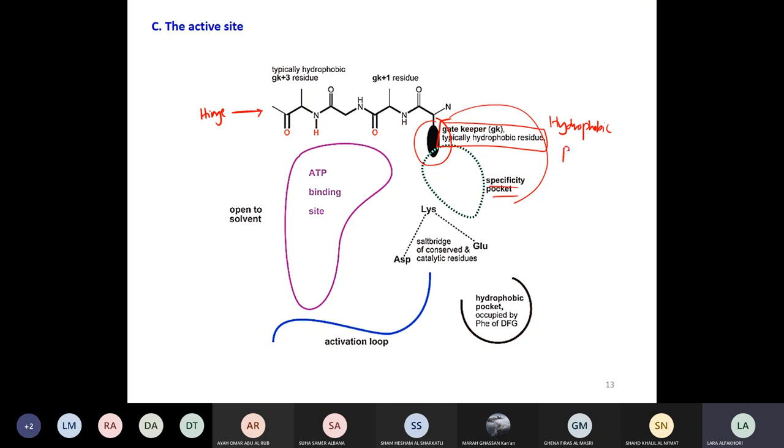Now that hydrophobic pocket, when we say hydrophobic, means that most of the amino acids surrounding that pocket, or that space inside the kinase, are mostly hydrophobic in nature, such as leucine, isoleucine, phenylalanine, and so on. So when designing kinase inhibitors, the group that is going to enter and bind in that hydrophobic pocket usually needs to be hydrophobic in nature.